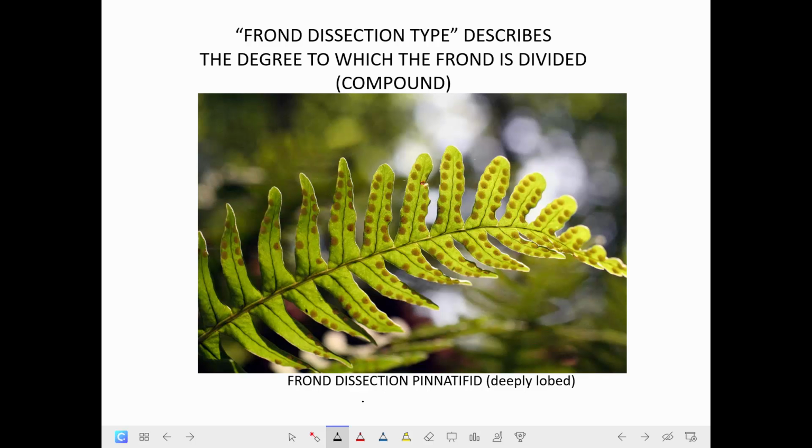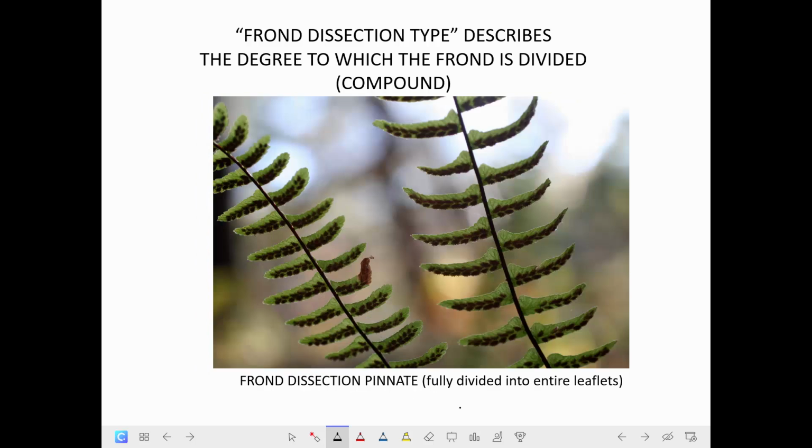If the leaves are deeply, deeply lobed, but they don't quite expose bare leaf stalk or rachis beneath, if it's just deeply lobed but not completely parted, that is called pinnatifid. It's kind of like the word pinnate, but with a little diminutive suffix there, pinnatifid. And this fern, called polypody, is pinnatifid.